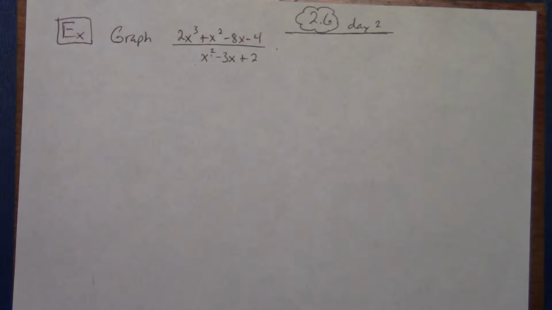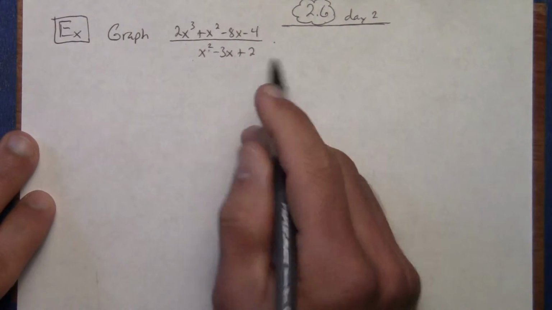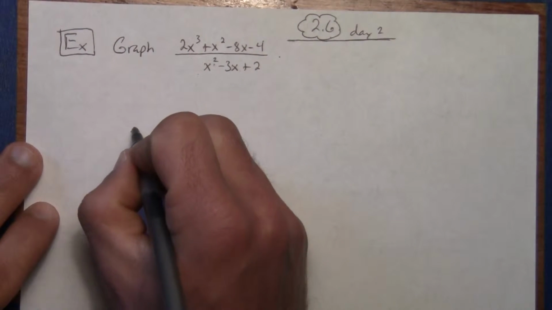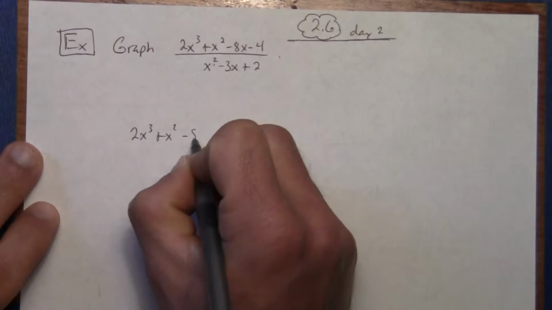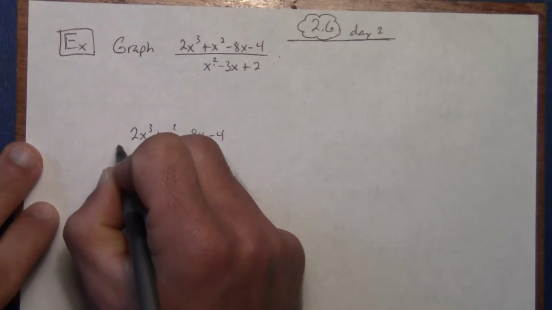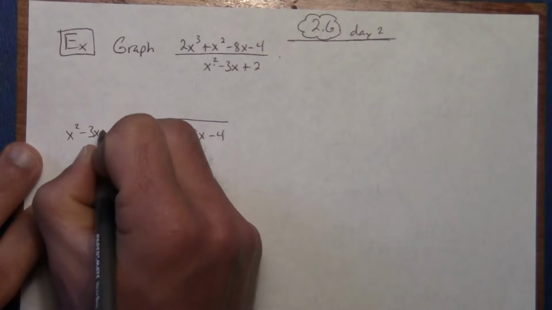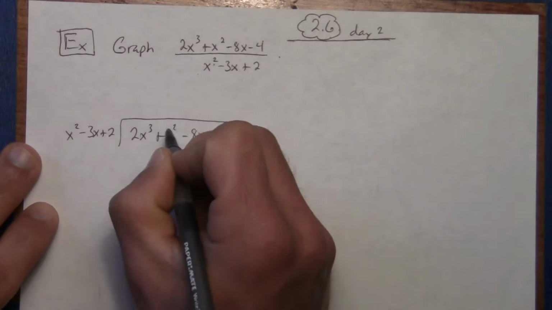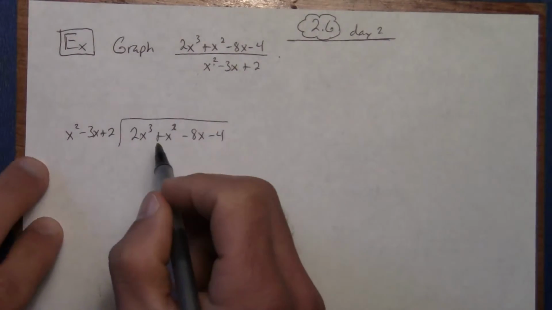Because I see the slant asymptote, my first step isn't to factor. That's what it would be if I had a horizontal asymptote. My first step here is to go ahead and do the long division. So I'm going to take 2x to the third plus x squared minus 8x minus 4, and divide it by x squared minus 3x plus 2. So your steps are a little bit different. They're similar, but a little bit different. Going to go ahead and do my long division.